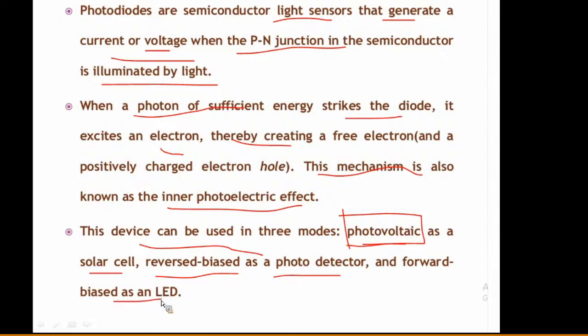Now, if you are operating this device in forward bias, that is a light emitting diode. If you are operating in reverse bias, that is your photodetector, and the application is photodetection. The first one is photovoltaic, which is also one type of operation. These 3 modes we are going to see today.